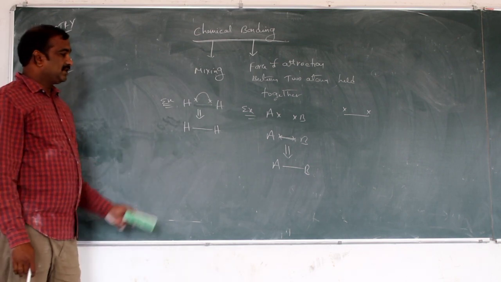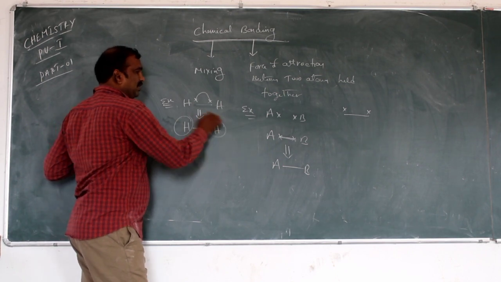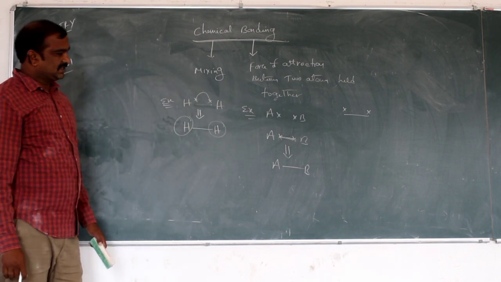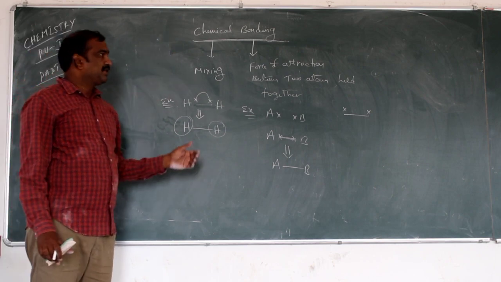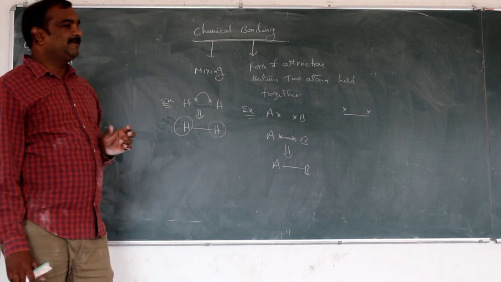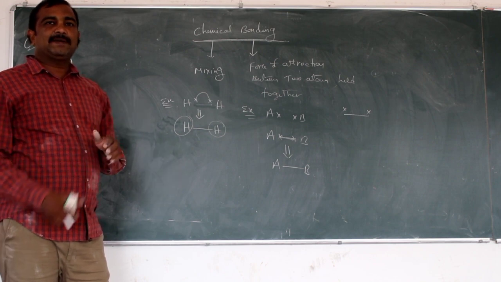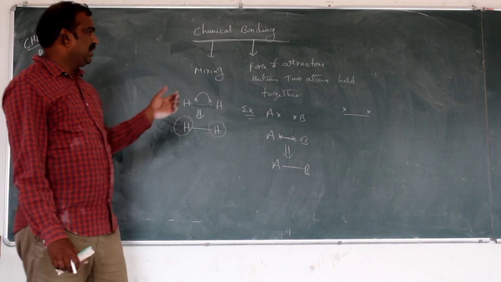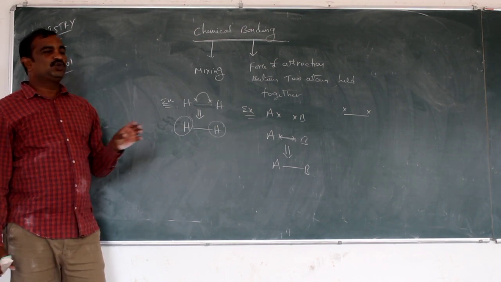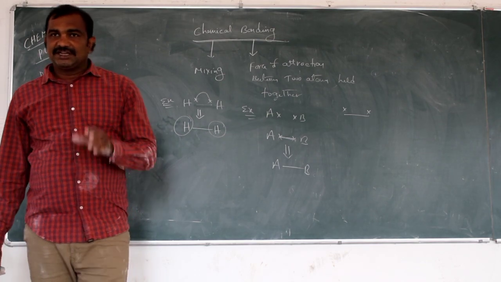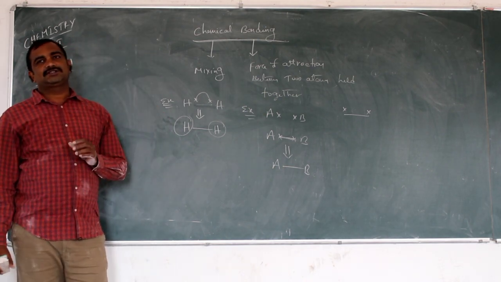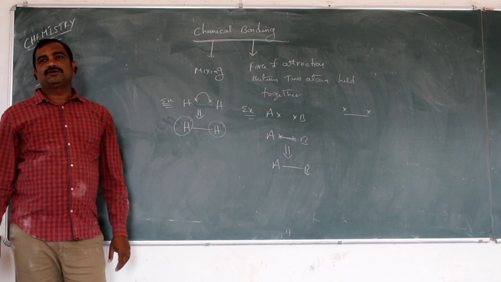So this bond is formed chemically by 2 elements, by mixing the 2 elements. Due to that, we can say chemical bond. Bond means the force of attraction between the two atoms, two atoms held together by electrons. Mixing the two atoms, held together by electrons, is called a chemical bond.